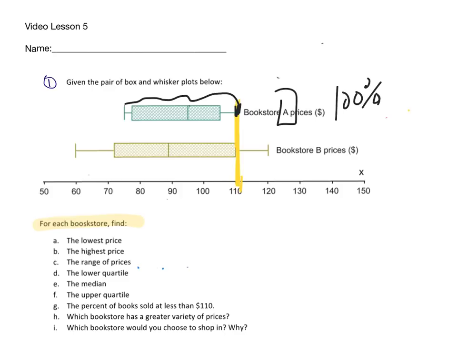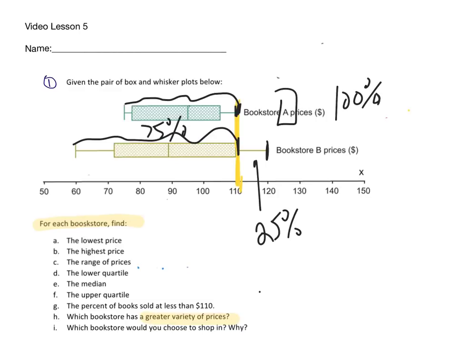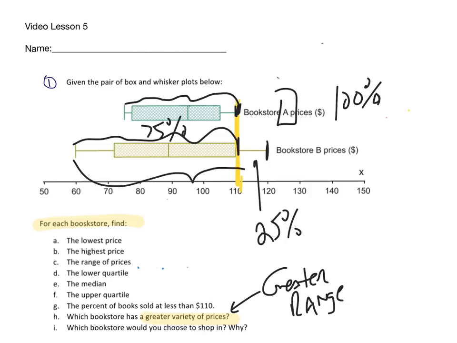For bookstore B, 25% of the data is in between the upper quartile and the max, which means this section has to be 75% of the data. So the advantage of a box and whisker plot is that it breaks the data up into quarters. For letter H, which bookstore has a greater variety of prices? All you're looking for is the greater range. The variety represents the range of the data, and it's clear that bookstore B has the greater range. Why? Because the whiskers extend further to the left and to the right.